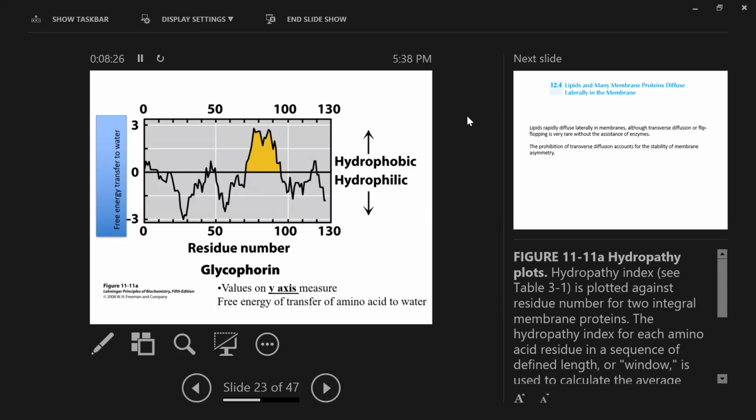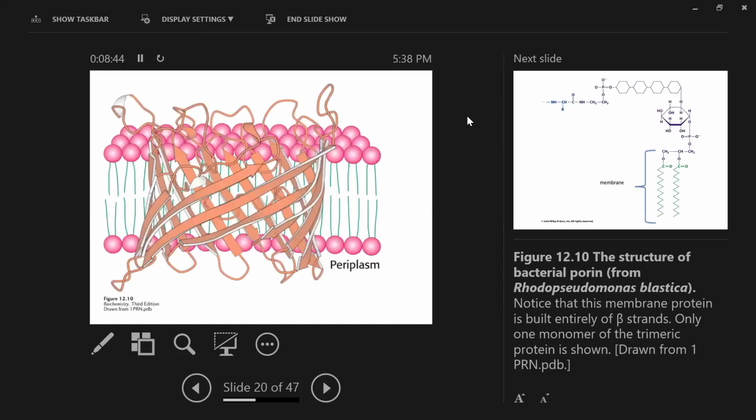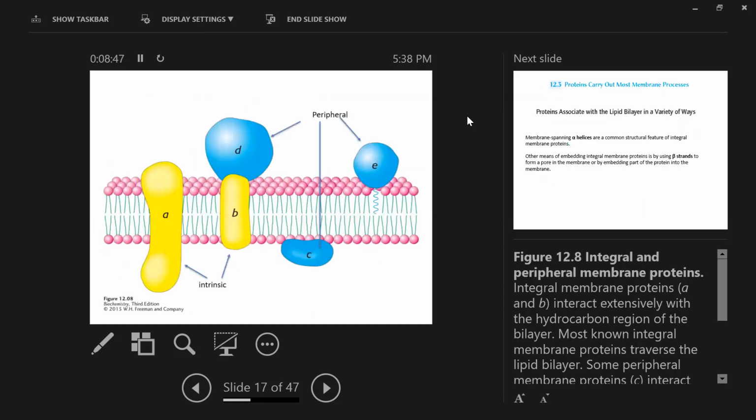So that means for proteins that cross the membrane, like intrinsic or integral proteins, they're going to have peaks below and above 0 in free energy. But proteins that are on the peripheral side or only interact with the polar heads, like protein E or C, are not going to have free energies greater than 0.